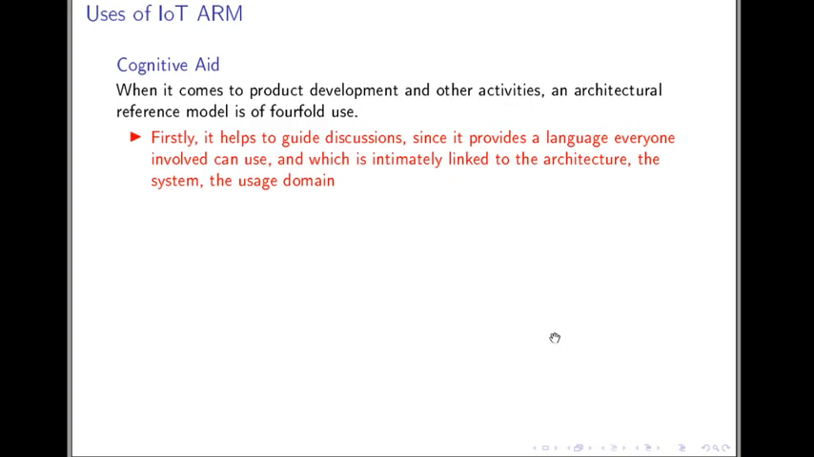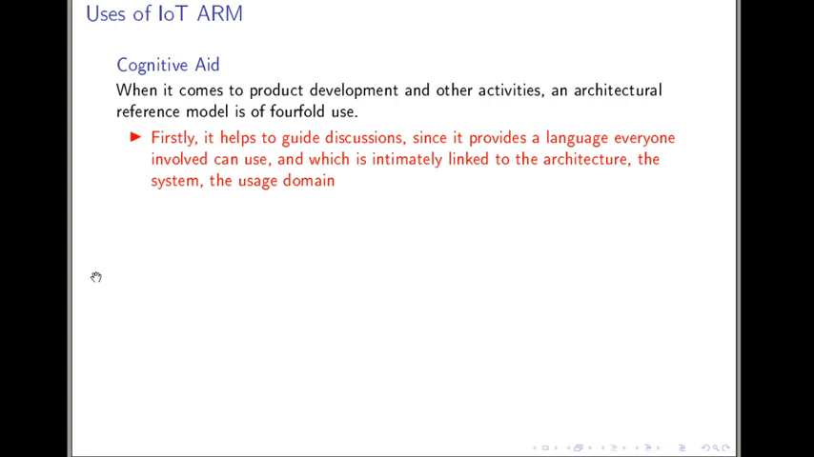Use of IoT ARM. So basically, it is not only the use of IoT ARM, basically it is the use of a reference architecture. Why do we design a reference architecture? The first one is the cognitive aid.